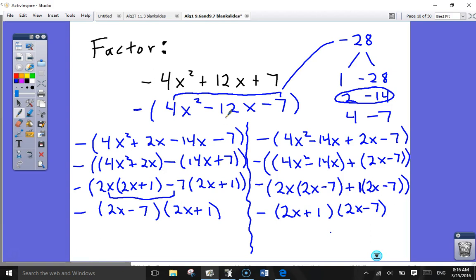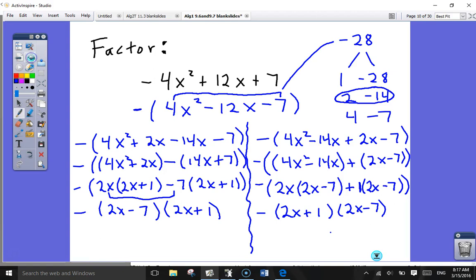In the beginning, did you have to do the negative thing, like take it away? No. You could have gone, negative 4 times 7 is negative 28. You would have been doing the same thing. You would have been looking for the factors that added up to positive 12, which would have made these exactly the opposites. So you could do it without factoring out the minus in the end.